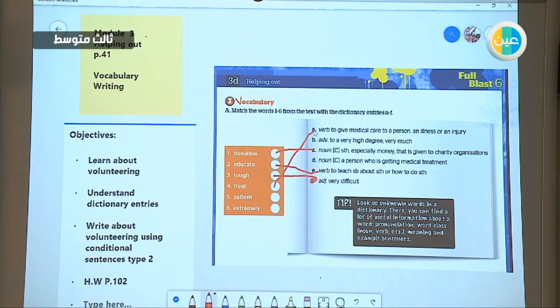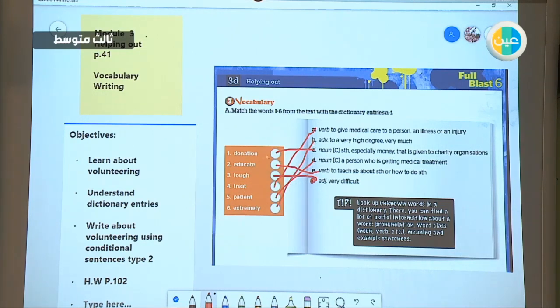Treat. Treat is a verb which means to give medical care to a person, an illness, or an injury. What about patient? Okay, patient is D, which is a noun, a person who is getting medical treatment. And of course, we have extremely, which is an adverb, which means to a very high degree.